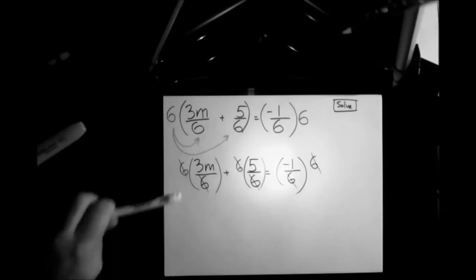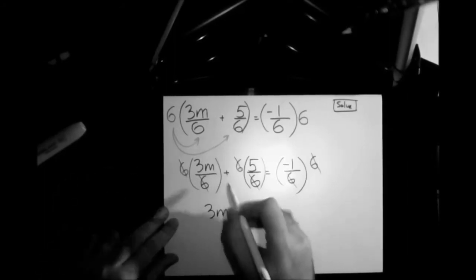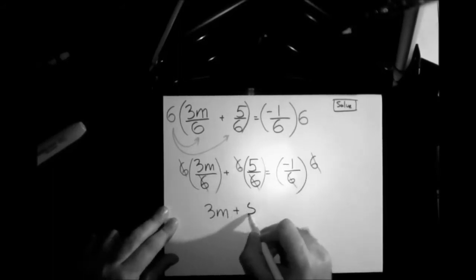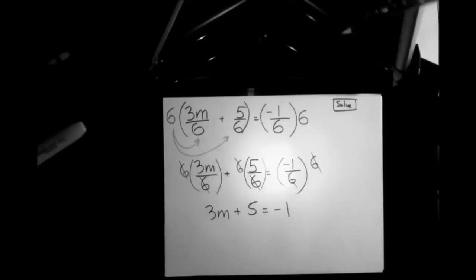So what am I left with? I'm left with 3m plus 5 equals -1. All right. Now this is a two-step equation, which should be pretty easy to solve. So let's solve it. I have two things to get rid of. Which one do I go for first?